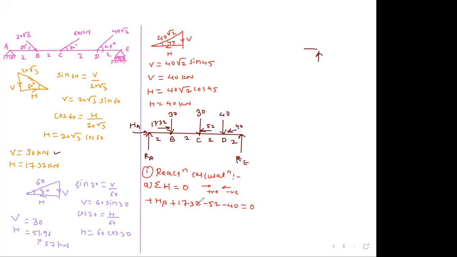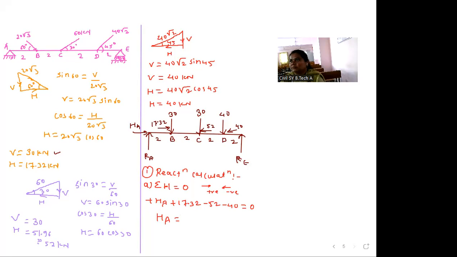Now we will shift all this to the right side. You calculate and tell me, HA is equal to how much? Yes, 74.68. So HA is equal to 74.68 kilonewton. So this is the first equation of equilibrium.